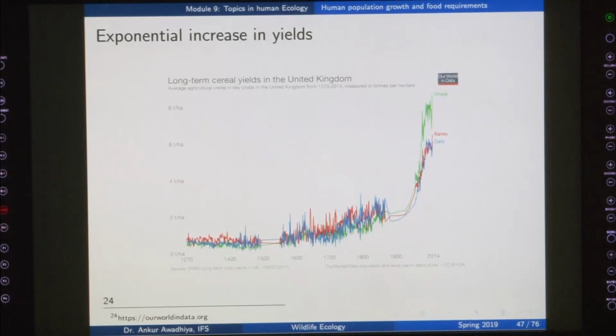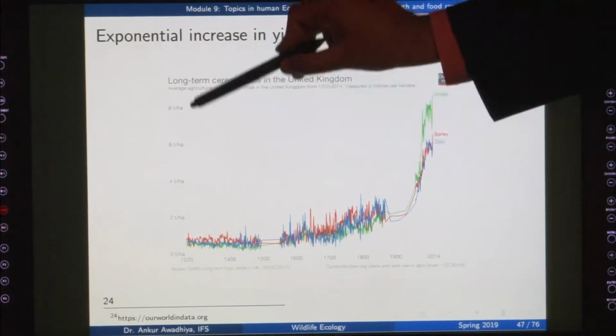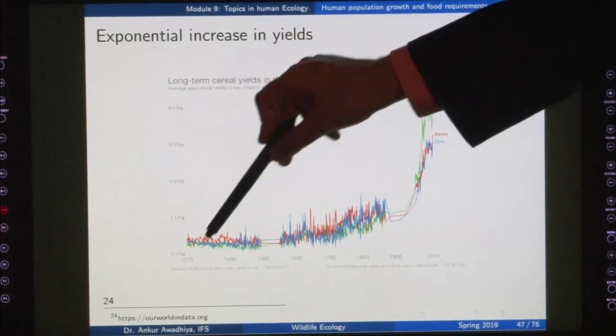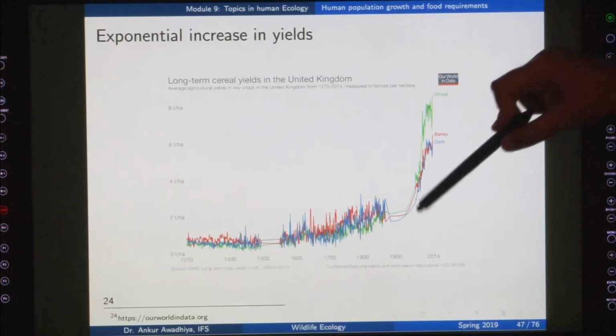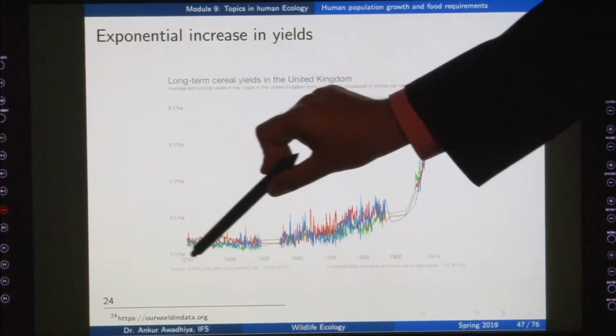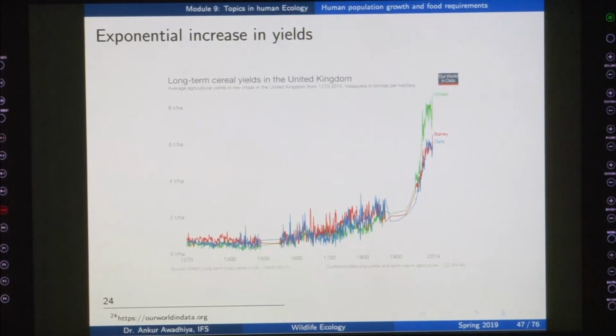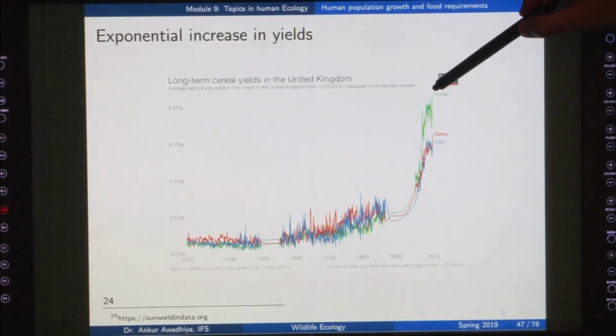So, here we are seeing the long term cereal yields in the case of the United Kingdom. On the x axis we have the time, so it starts from 1270 and goes till 2014, and on the y axis we are seeing the yields, how many tons per hectare of cereals are being produced. Here the red color is barley, the blue one is oats, and the green one is wheat. Now, if you look at the very early stage productivity, we see that the productivity was close to, say, 0.5 tons per hectare, but now the productivity is as high as 8 tons per hectare in the case of wheat. So, from 0.5 tons per hectare to 8 tons per hectare.